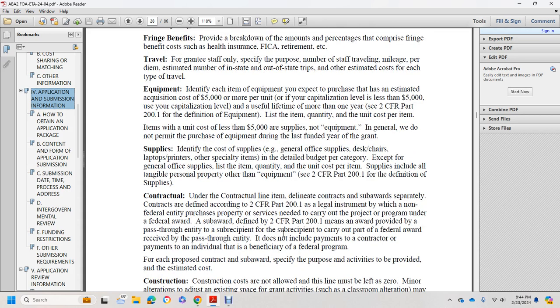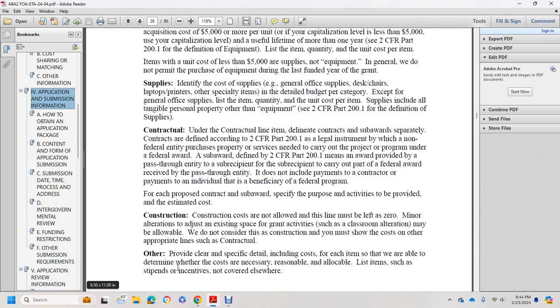Contractual. Under the contractual line item, delineate contracts and sub-awards separately, with contracts defined according to Title 2 Part 200 as a legal instrument by which the non-federal entity purchases property or services needed to carry out the project or program under the federal award. A sub-award, defined in Title 2 Part 200, means an award provided by a pass-through entity to a subrecipient to carry out part of the federal award received by the pass-through entity. It does not include payments to a contractor or payments to an individual beneficiary of the federal program. For each proposed contract or sub-award, specify the purpose of the activities provided with the estimated costs.